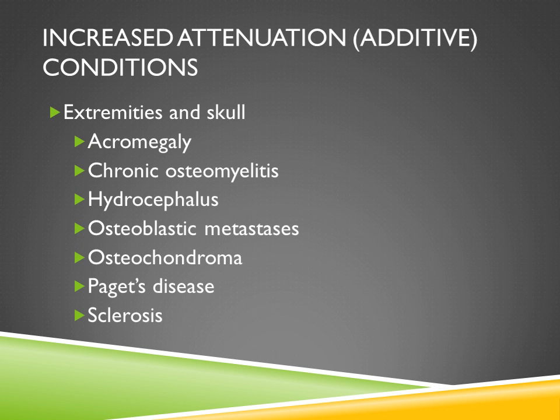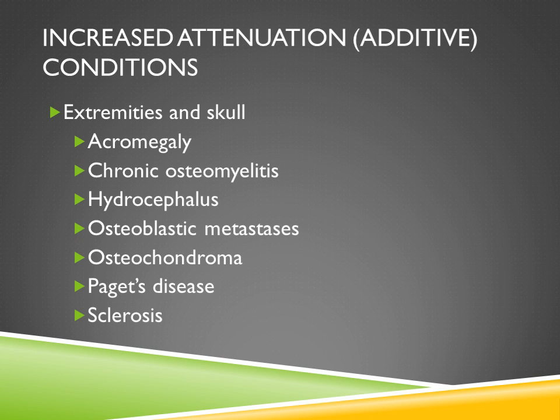So with extremities and skull, acromegaly, so we know megaly means large, and this is considered to be overgrowth. Chronic osteomyelitis is bone infection. Hydrocephalus is fluid-filled cerebral ventricles. Hydro always means some type of fluid. Osteoblastic metastasis is actually cancer in the bone. If we see metastasis, it always is some form of cancer.